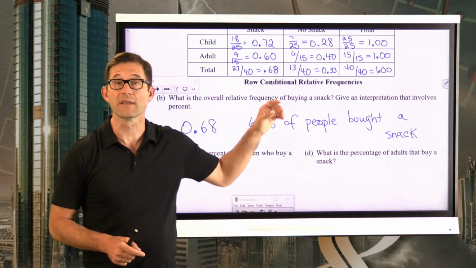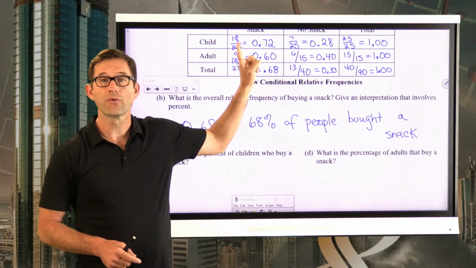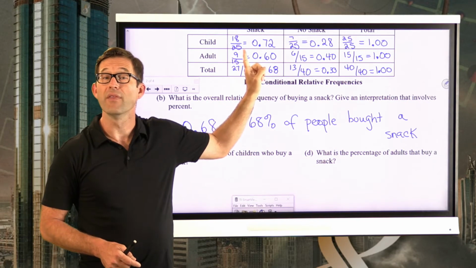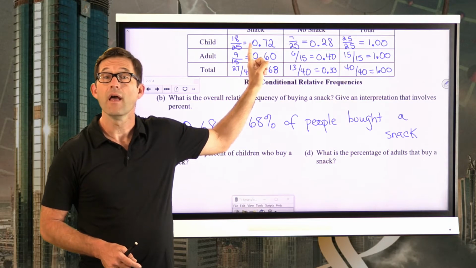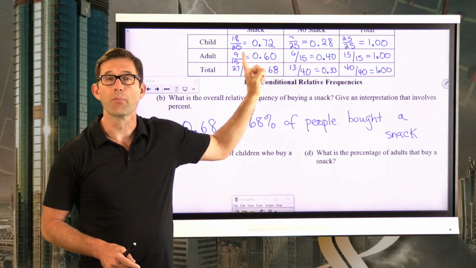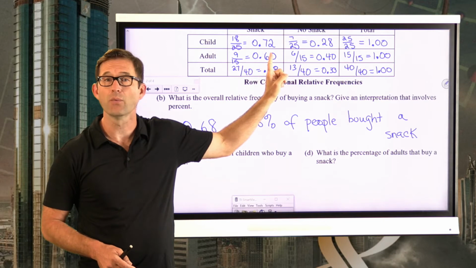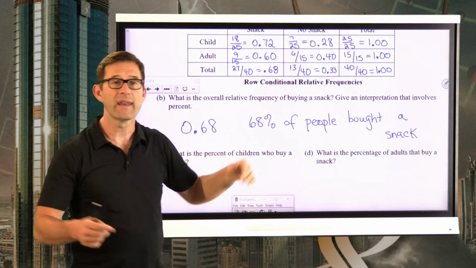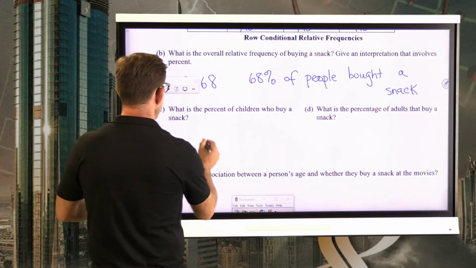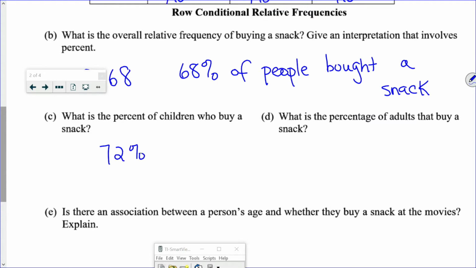All right, well, here it is again. If I take the number of children who buy a snack and I divide by the number of children that were in the survey, then I get the proportion of children who bought a snack, which is 0.72, but I can now very quickly say that 72% of children bought a snack.